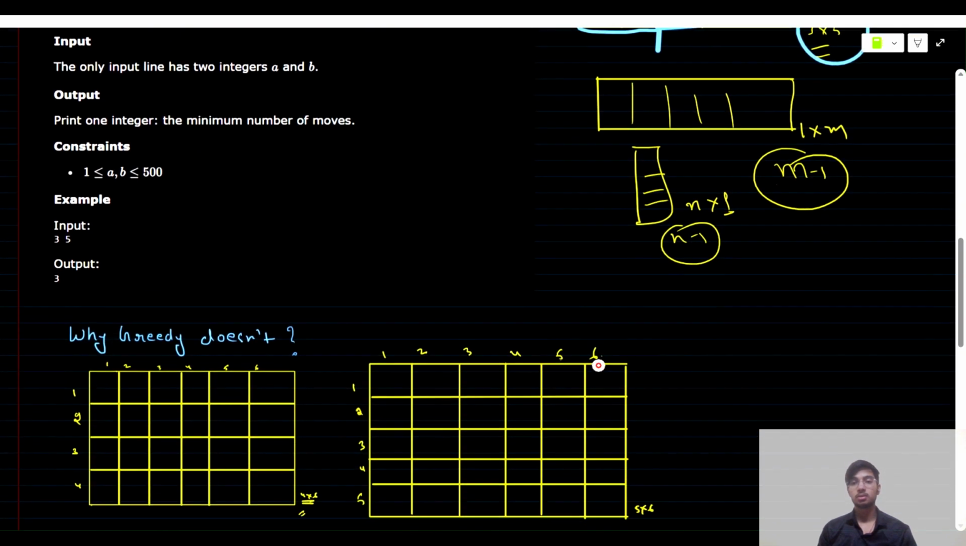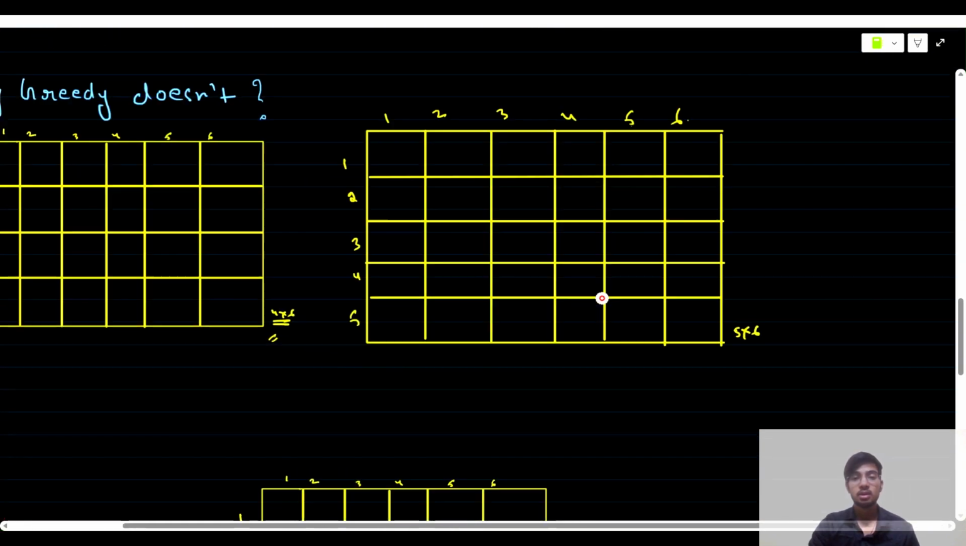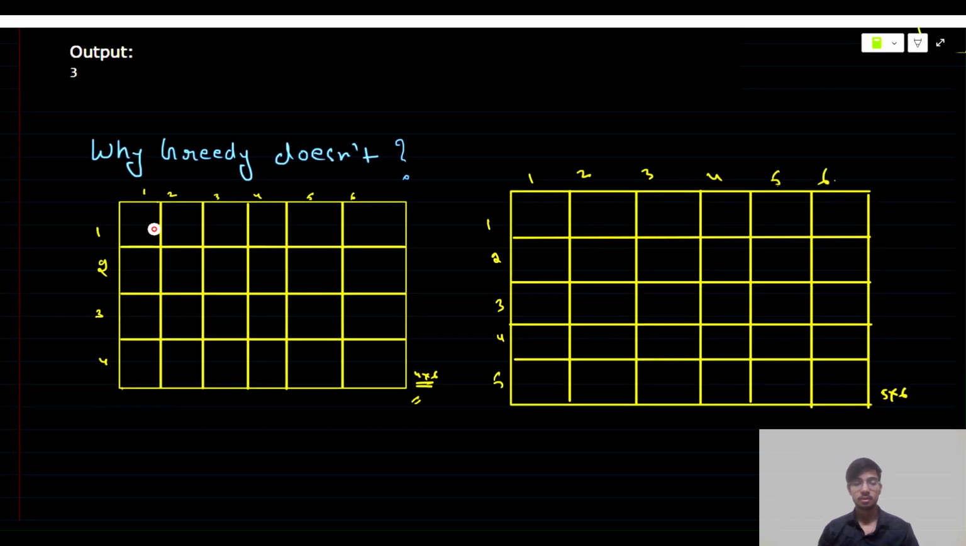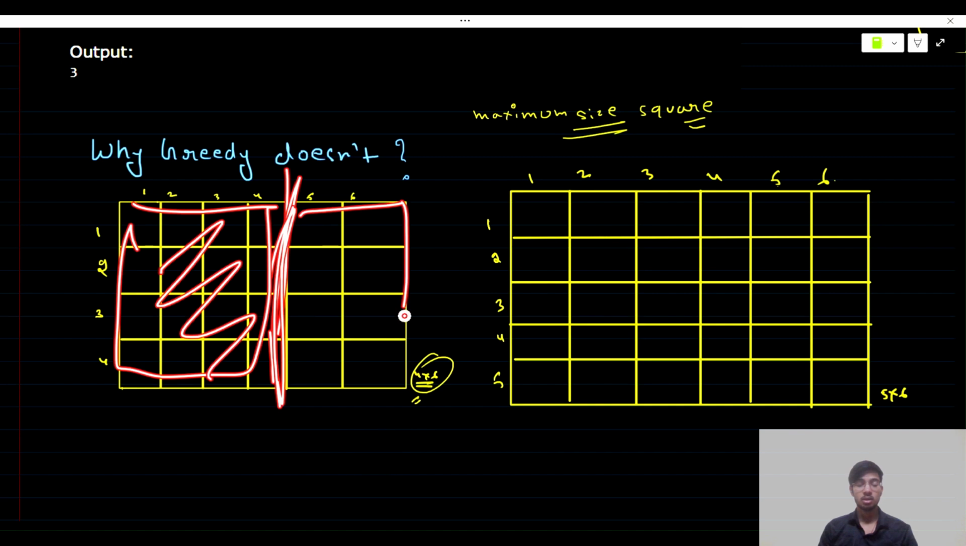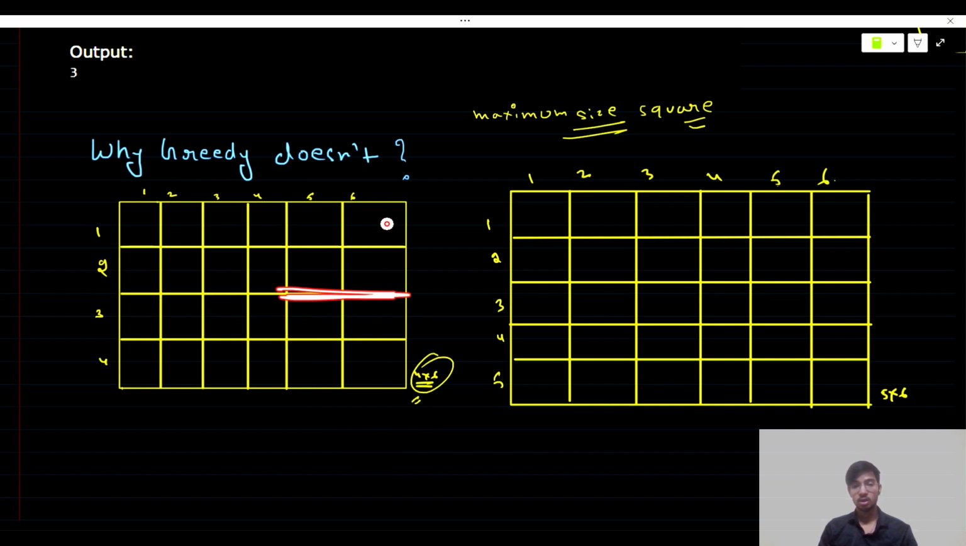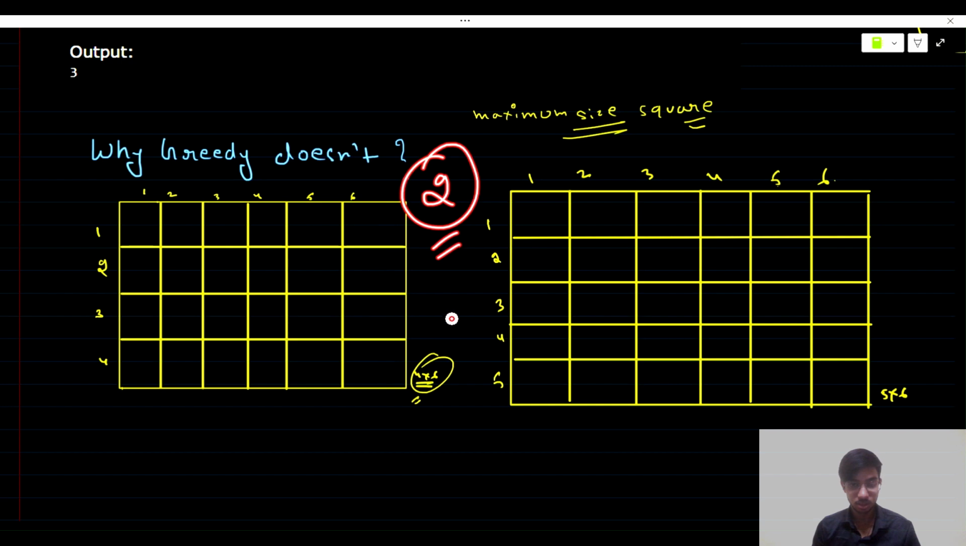So this is the question, right? Let's first try to understand why greedy doesn't work. Suppose you have a 4 cross 6 grid. What is the greedy approach? You try to make the maximum size square. You cut this grid so that you are able to make the maximum size square. The maximum square could be 4 cross 4. So you cut right here to make a 4 cross 4 grid, that is this one. Now you're left with this rectangle, so you have to cut this rectangle into squares. You cut right here. So the number of moves required to cut this rectangle into squares is 2.